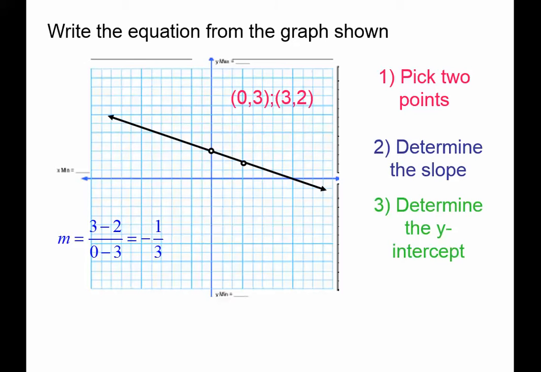Take a look at the black line graph. Where does it cross the y-axis? Okay, well, it crosses the y-axis at 3. So we say that the b value equals 3. So the slope, the m, is negative 1/3.